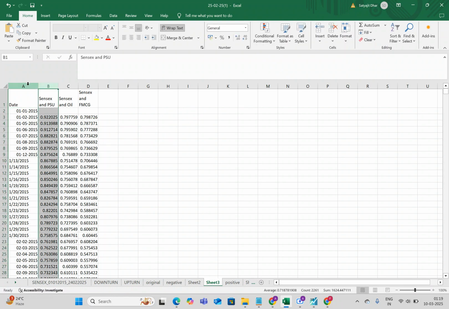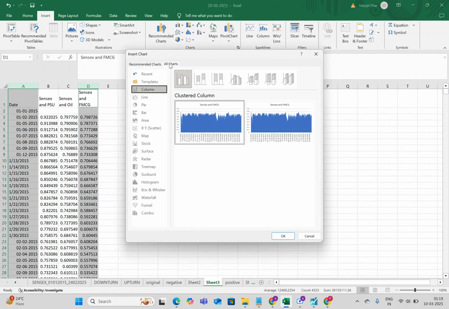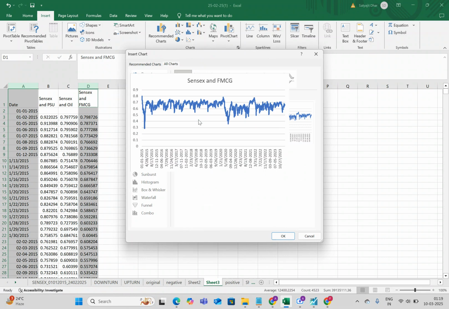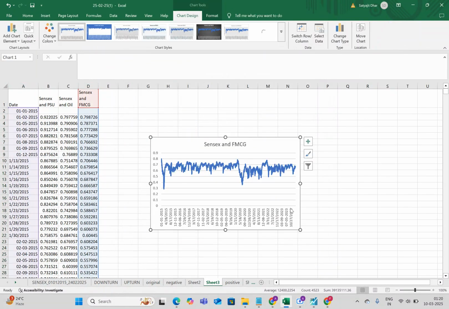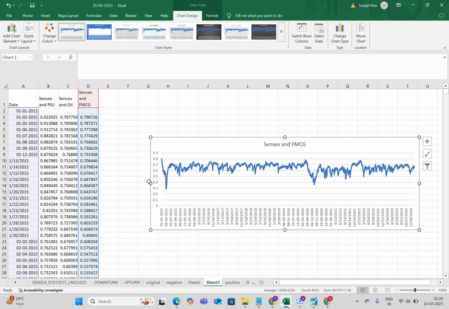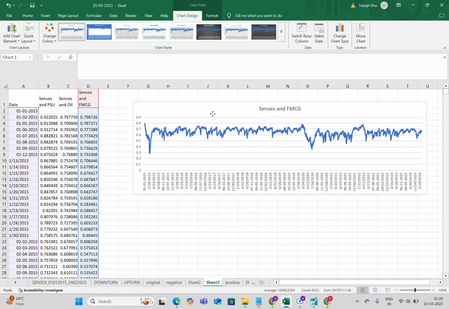Let us first plot Sensex with FMCG. Let's first see it. So we go to Insert and then Recommended Charts. This is how we have it.